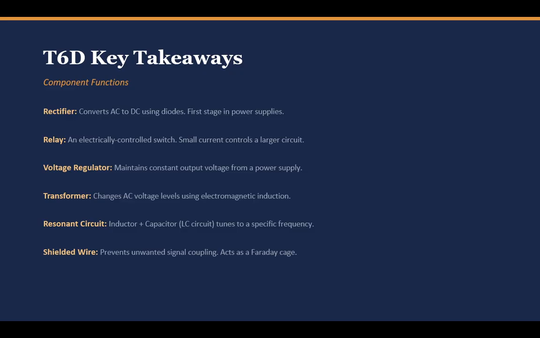Some of the key takeaways from T6D Component Functions. A rectifier converts AC to DC using diodes, the first stage in power supplies. A relay is an electrically controlled switch; a small current controls a larger circuit. A voltage regulator maintains constant output voltage from a power supply. A transformer changes AC voltage levels using electromagnetic induction. A resonant circuit, inductor plus capacitor, or LC circuit, tunes to a specific frequency. A shielded wire prevents unwanted signal coupling and acts as a Faraday cage.